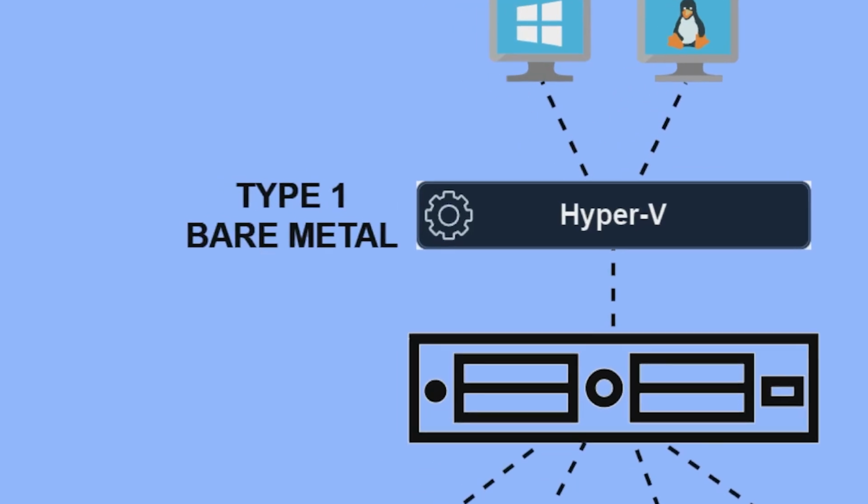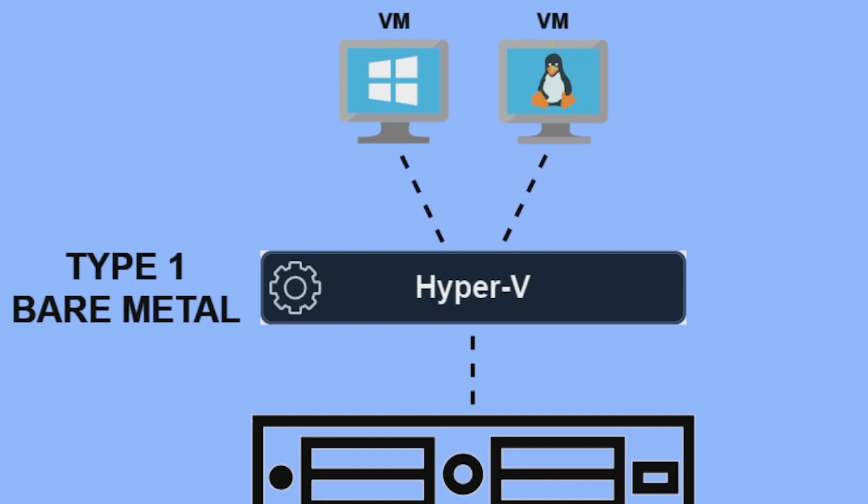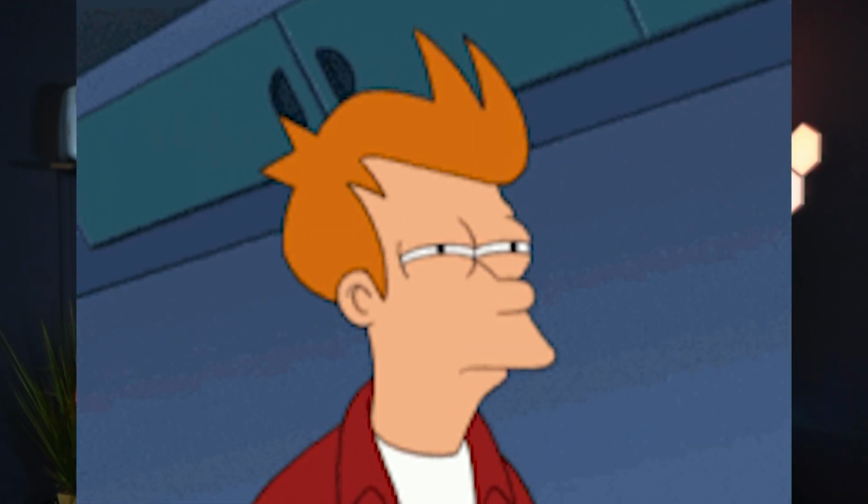A Type 1 hypervisor is more commonly referred to as a bare metal hypervisor. That's because it runs directly on top of the hardware without an underlying operating system such as Windows. So not only does that free up resources by not having an underlying OS, that also makes it more efficient because we can now talk directly to the hardware as opposed to talking through another operating system. Now, they can be a little bit more complicated to get set up, but not by much. You've probably heard of some examples of Type 1 hypervisors, such as VMware's ESXi or Hyper-V. Very creative with the name, Microsoft.